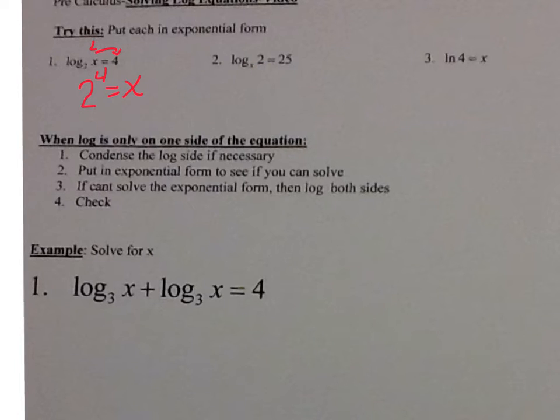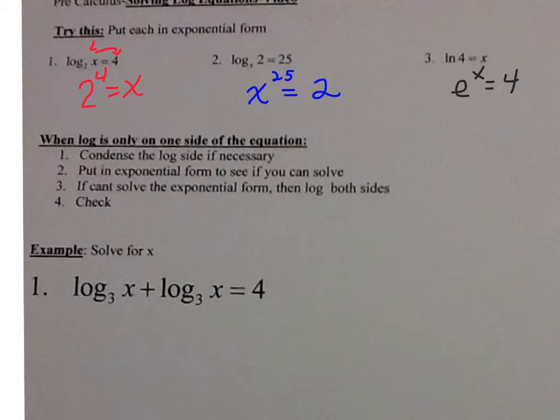All right, let's take a look at number 2. Log base x of 2 is equal to 25. So my base is x, so it's x to the 25th power is equal to 2. And number 3, so I have ln 4 is equal to x. So remember, when you have ln, that's base e, so it's e to the x power is equal to 4.